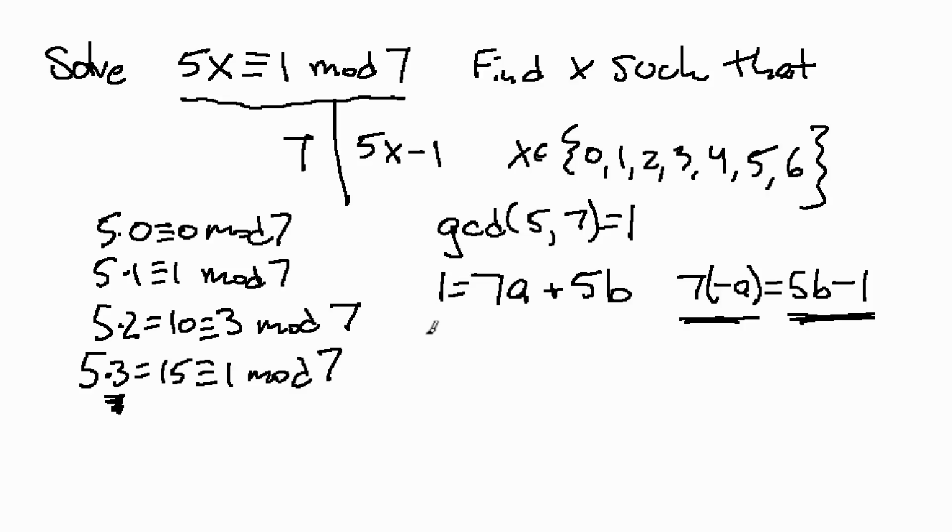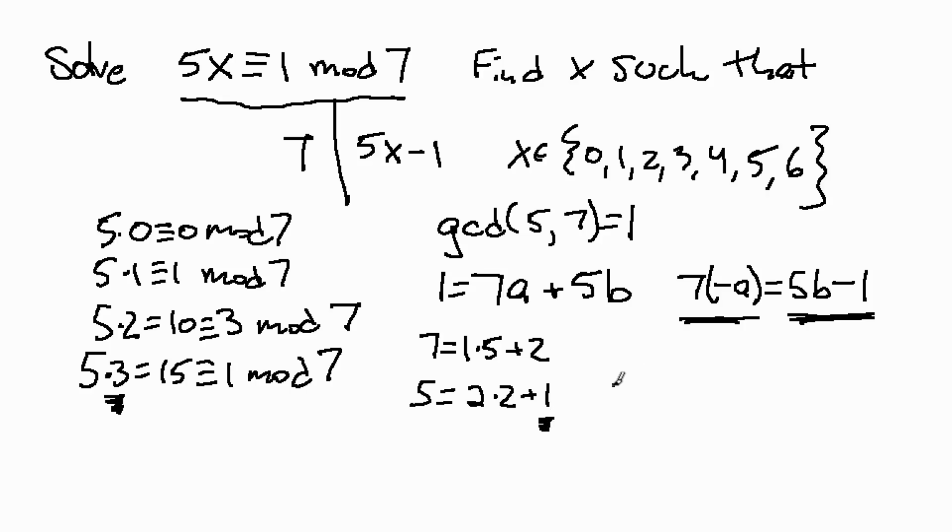If I divide 5 into 7, we know that 7 is equal to 1 times 5 plus 2. Okay, and now I'm going to divide 2 into 5, and I get that 5 is equal to 2 times 2 plus 1. I know that 2 goes into 2 one time, so I'm all done. So this is clearly the greatest common divisor.